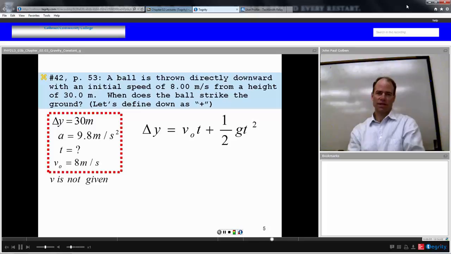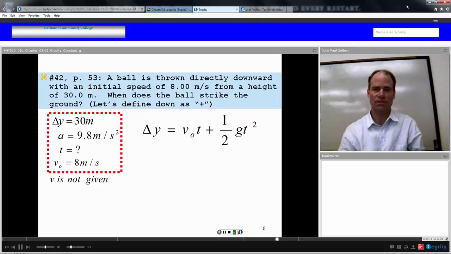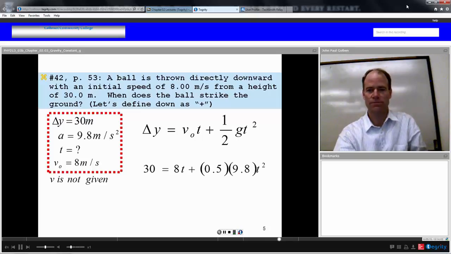So we have kinematic equation number 4 again. Displacement is equal to initial velocity times time plus 1/2 acceleration times time squared. In this case, the acceleration is a positive g, which is 9.80 meters per second squared. Putting in our numbers, our displacement is 30 meters, our initial velocity is 8 meters per second, 1/2 g is 9.8, and we have time, which we need to solve for.